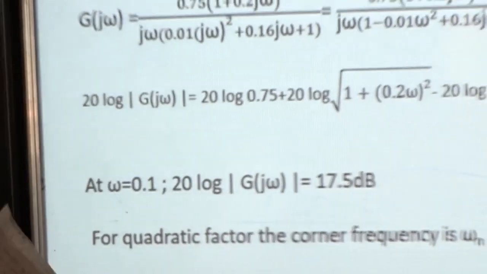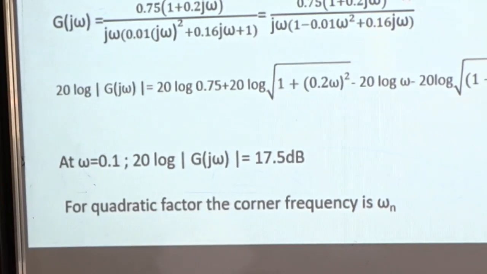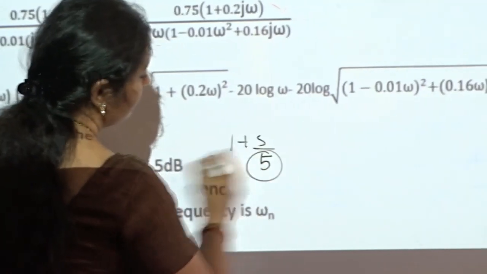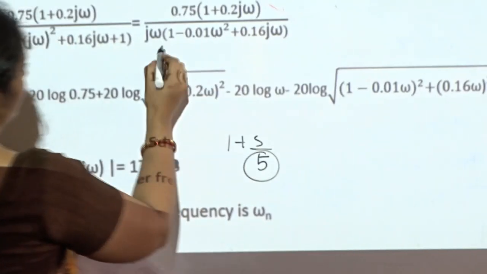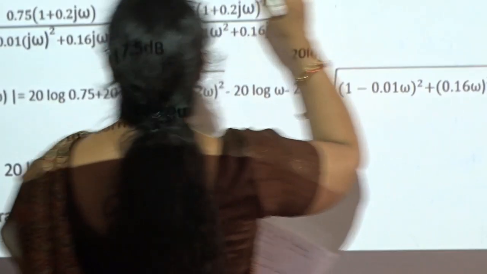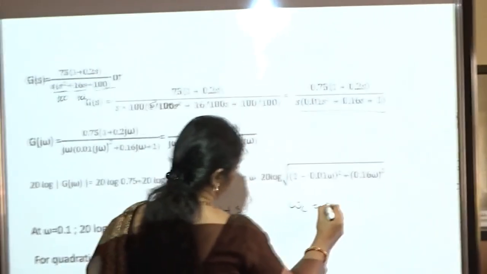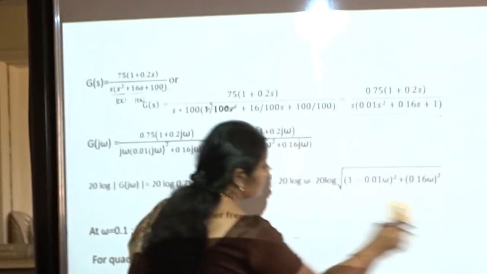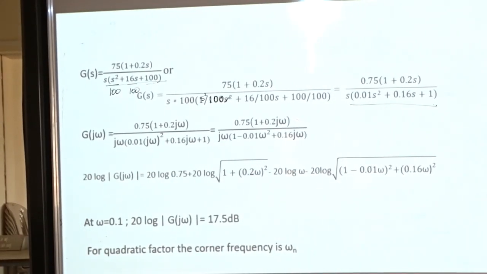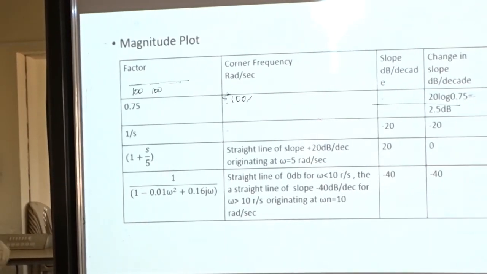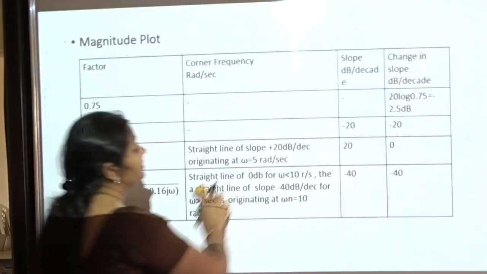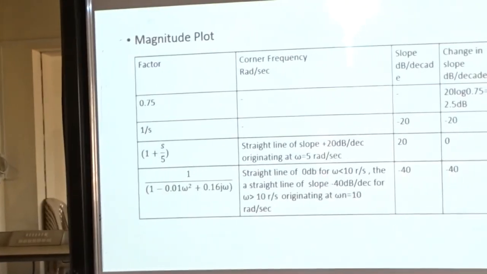Then for a quadratic equation, the corner frequency is always omega n. In case we have an equation like this, we know the corner frequency will be 5. But for an equation having a quadratic form, the corner frequency is nothing but omega n. The corner frequency is the frequency at which the slope changes. So the slope change happens at omega n. Till omega n it will be a flat line, and after that point the slope will change. Flat line in the sense its magnitude will be 0 dB.